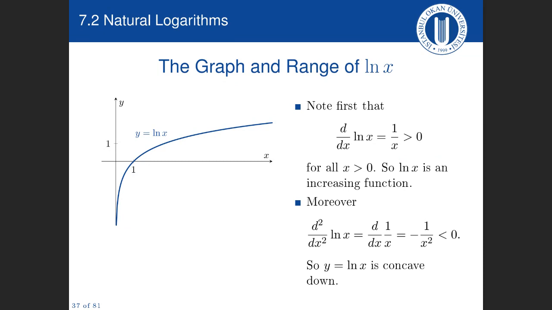We can differentiate it again. The second derivative of ln x, that's the same as the derivative of 1 over x, is minus 1 over x squared, and that must be negative. So the graph of ln x must be concave down. And again, we can see that from the picture, but we've proved it now. Increasing and concave down.